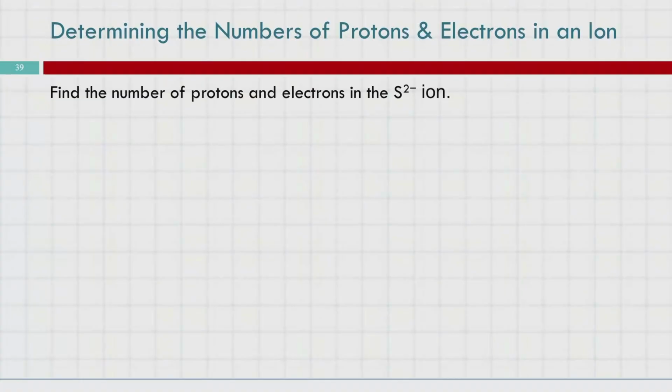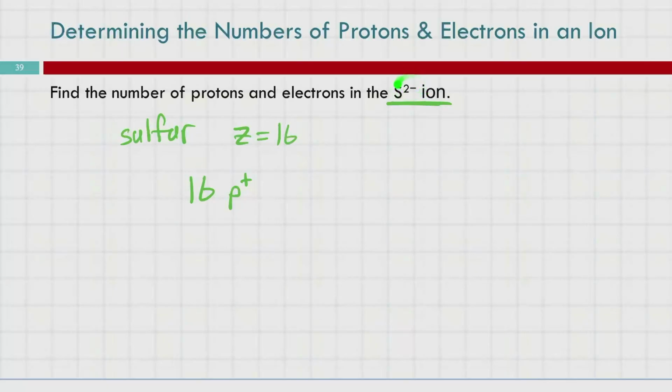We can also work the other direction. So starting from an ion, we can find the number of protons and the number of electrons. So S 2 minus, S is sulfur. We can find sulfur on our periodic table. It's on the right side in our main group. It's got a number of 16 in the top right corner. What's that 16 mean? Yeah, that's the number of protons. So the Z is 16, or the atomic number is 16. So it has 16 protons.